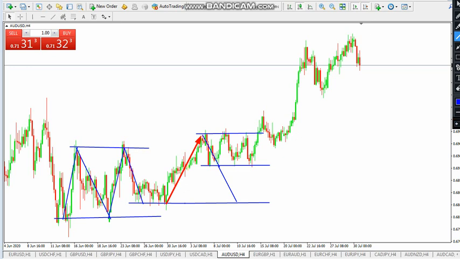You can see that. Let's look at that. One touch, two touch, three touch, four touch. That is a range. At this point in time, the market is currently in a range.